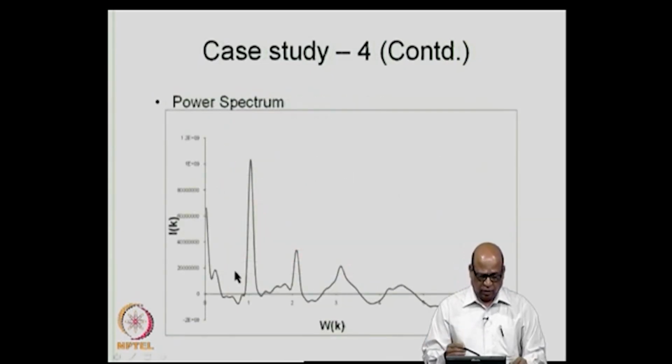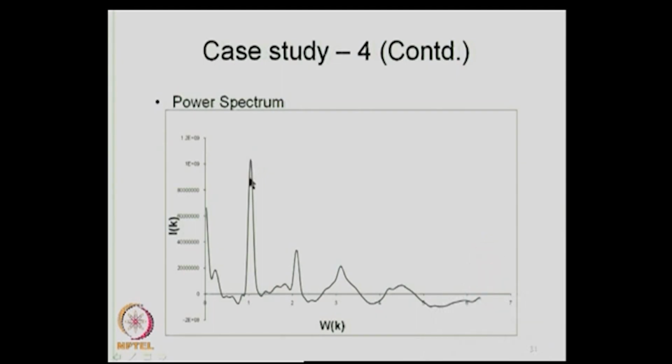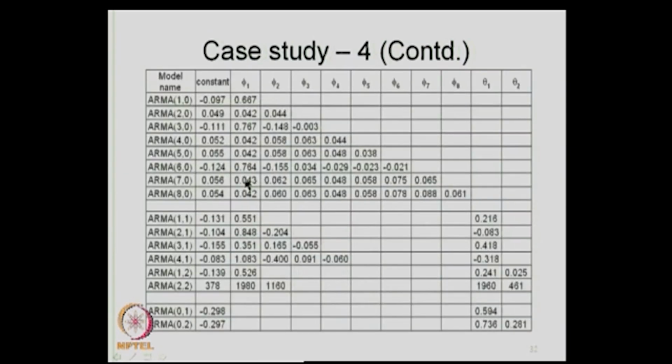The spectral density again shows there are certain periodicities. This corresponds to a periodicity of 6 months. There is no periodicity that is shown at 12 months here, as we saw in the case of Kaveri; there is no significant periodicity here. However, there is a periodicity corresponding to 6 months and then perhaps corresponding to 3 months and so on. So, it does show that there are periodicities present.